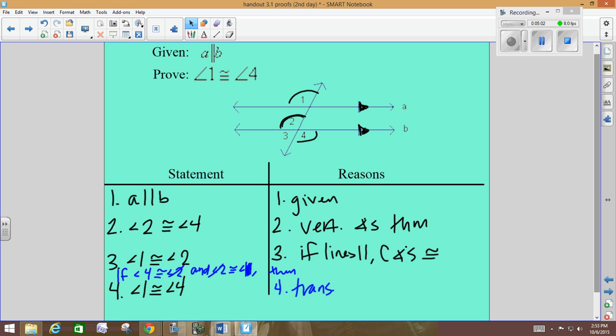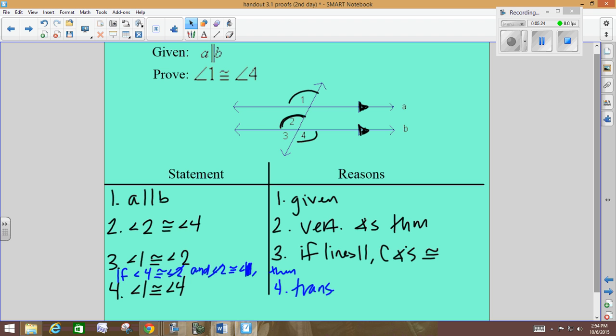Okay, so if I gave you these two lines, and angle 1 would correspond with angle 2, not going to be congruent because the two lines are not parallel. They have to be parallel for corresponding angles to be congruent, or alternate interior angles or alternate exterior angles. It wouldn't matter. Okay? All right.